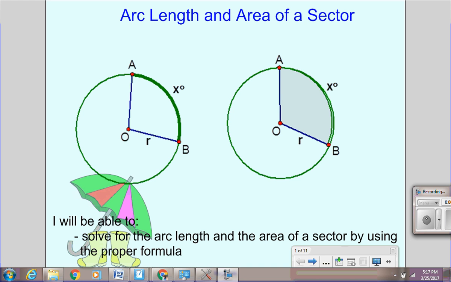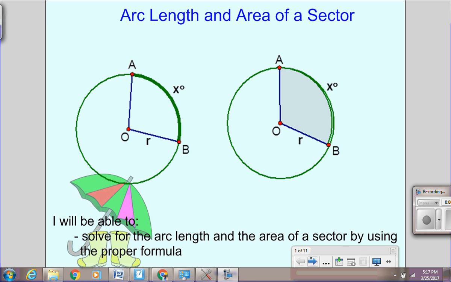Hello class, today we're going to be talking about arc length and the area of a sector. I'm hoping by the end of this video you'll at least have a little understanding about which formulas you use for arc length and which you use for an area of a sector.